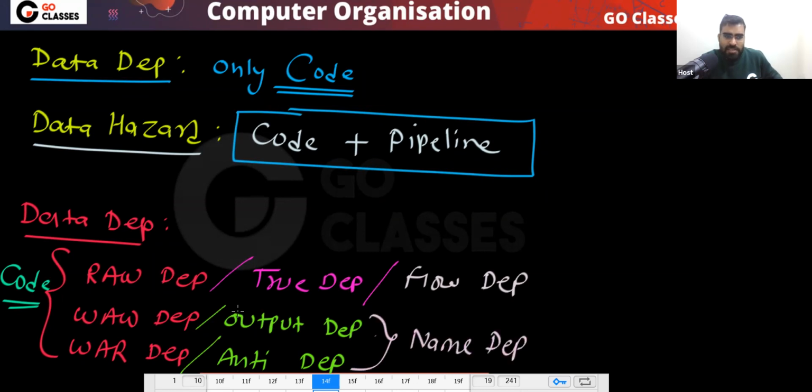Because these dependencies happen because of name. I will explain, don't worry. I will explain why these are called name dependency. What is the reason these are called name dependency? These are called name dependency because they happen only because of name. Change the name, they are gone.